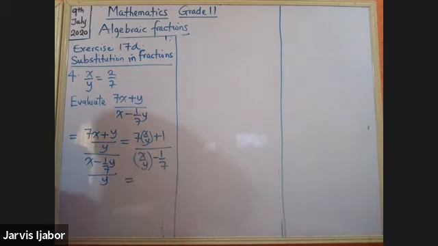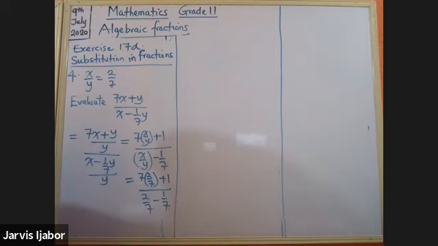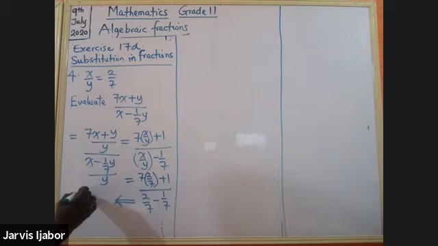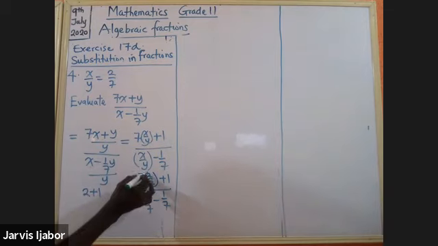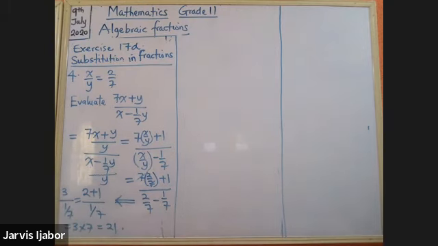And that will give us x over y is 2 over 7. So that will be 7 into 2 over 7 plus 1 over 2 over 7 minus 1 over 7. So if you solve that, this will give me what? 2 plus 1 over what? 1 over 7. So this will now give me what? 3 over 1 over 7. That will give me 3 times 7, which will be 21. So the answer here will be what? 21.